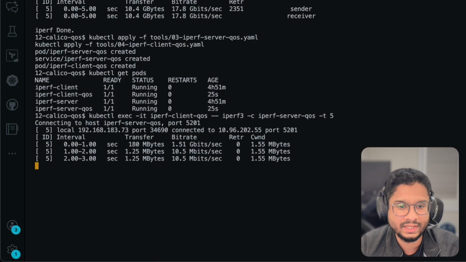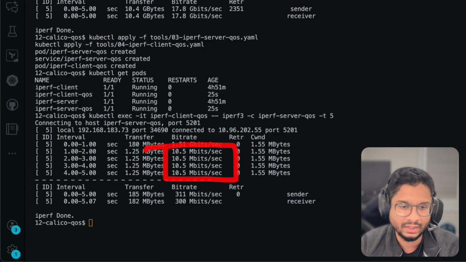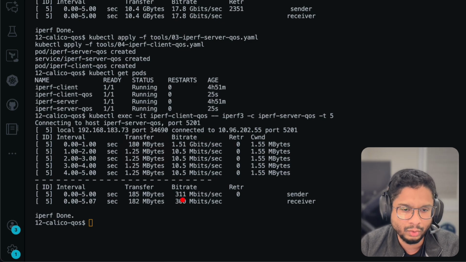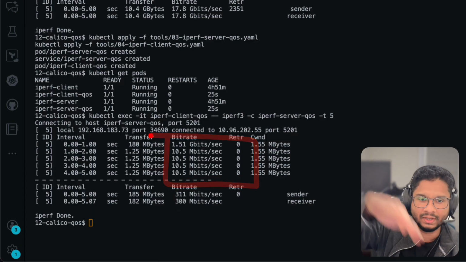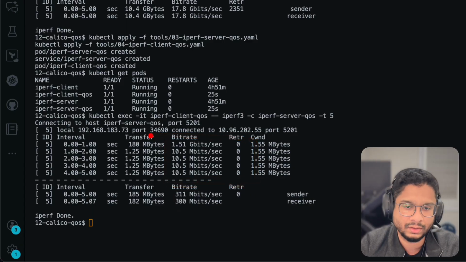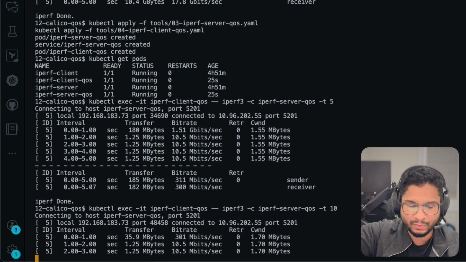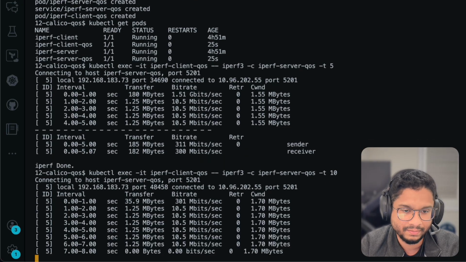And this time we see that there was an initial burst, but then the bandwidth was limited to 10 megabits per second. Okay. Now, when you look at the bitrate over here, this is the average from all of this. So initially there's going to be a burst and then the application is going to get throttled. That's how the token bucket algorithm works. However, you can see that if this application continues to transmit, so if I say instead of 5, let's go with 10 this time, you're going to see that bandwidth smoothen out and it's going to hold at 10 megabits per second.